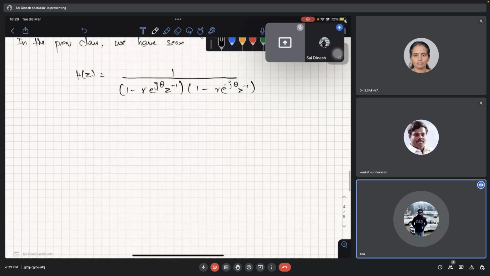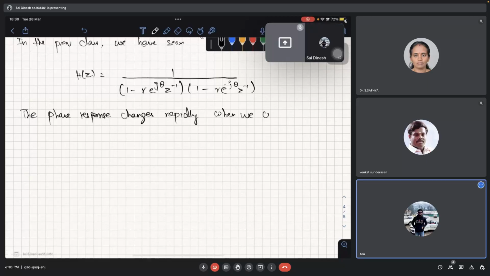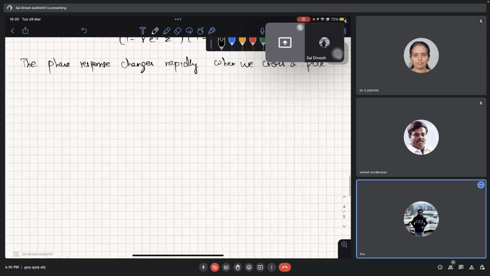And then the phase response changes rapidly as we cross a pole, and we have seen this also in the phase response plots, right? So the phase response changes rapidly when we cross a pole. Okay, so this was the plot of the resonator, right?